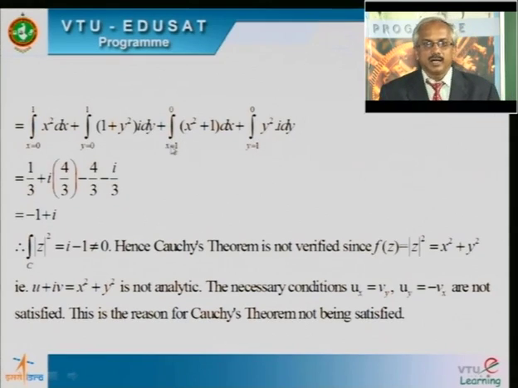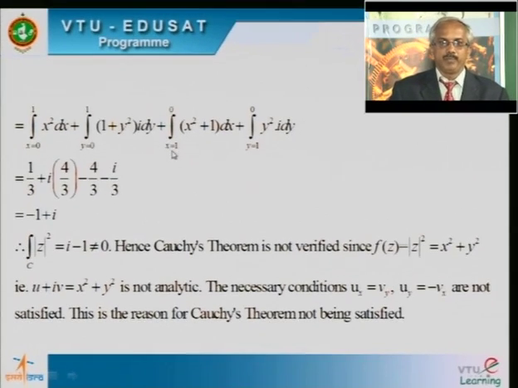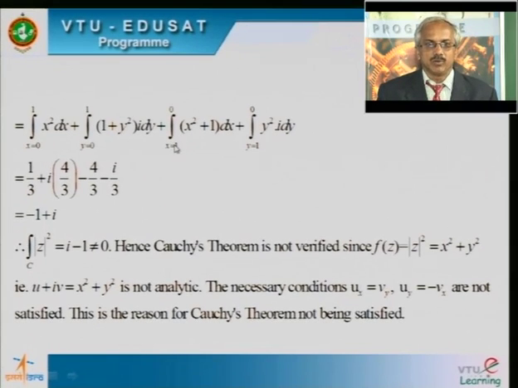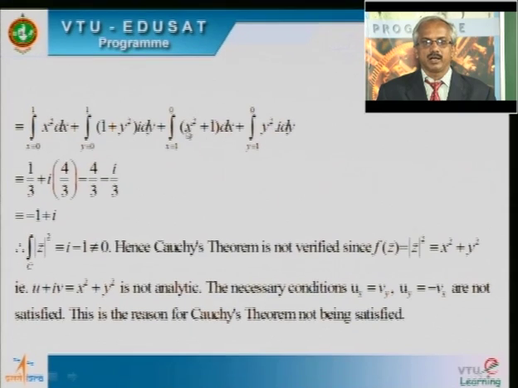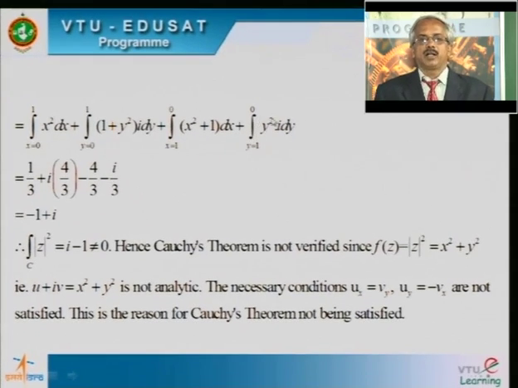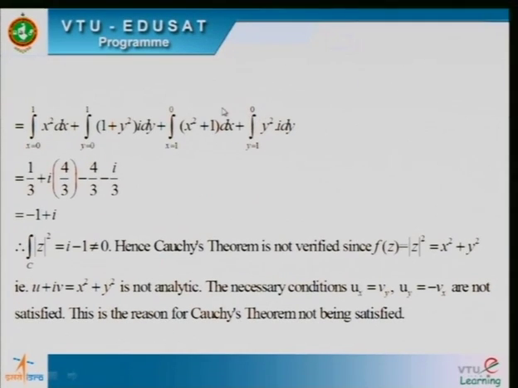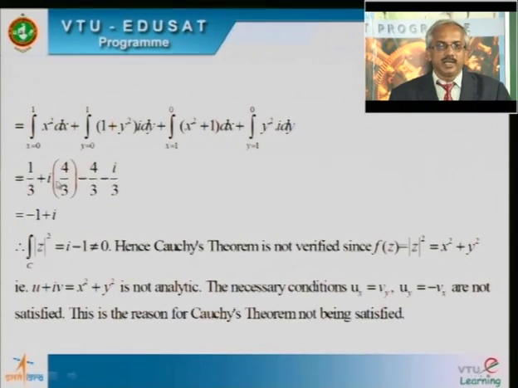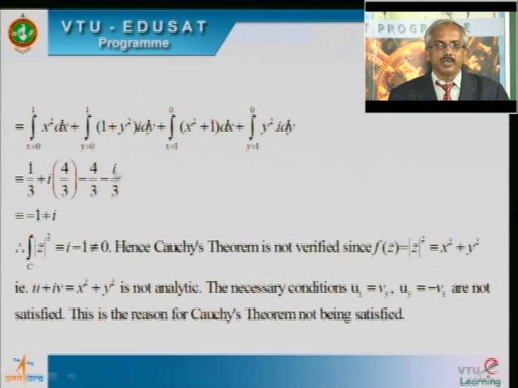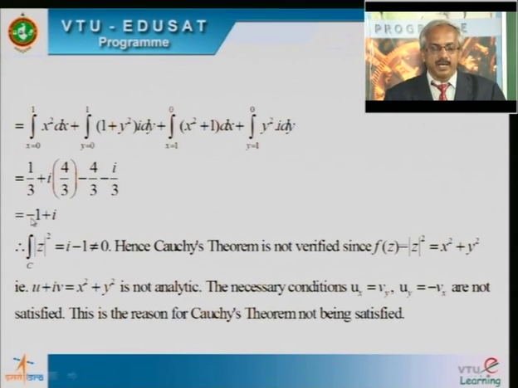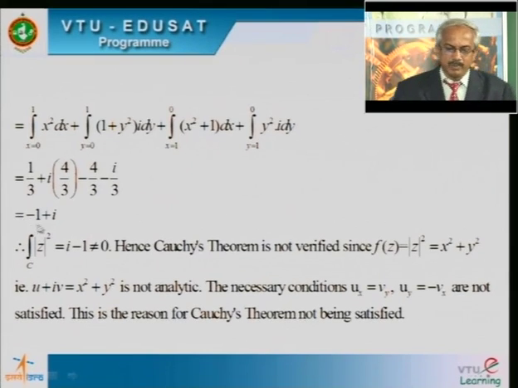And along the curve BC, the limit is x varies from 1 to 0 and y is equal to 1, therefore dy is equal to 0, and I got x squared plus 1 dx. And the curve CO: we know that along the curve CO, y varies from 1 to 0 and x is equal to 0, I got this one. After simplification, after integration, we got 1 by 3, i plus 4 by 3, minus 4 by 3, i by 3, therefore I got i minus 1. The result is 1 minus 1 plus i, therefore it is i minus 1, it is not equal to 0.